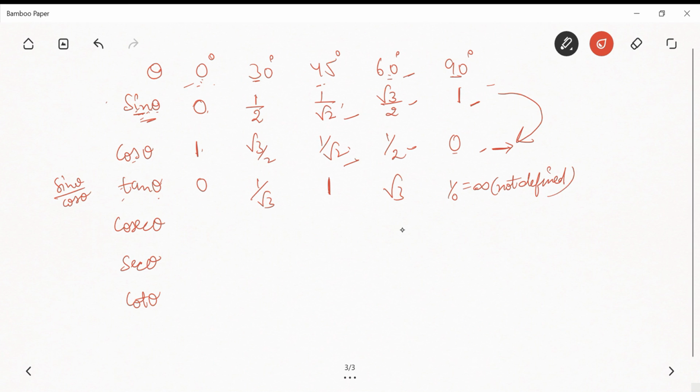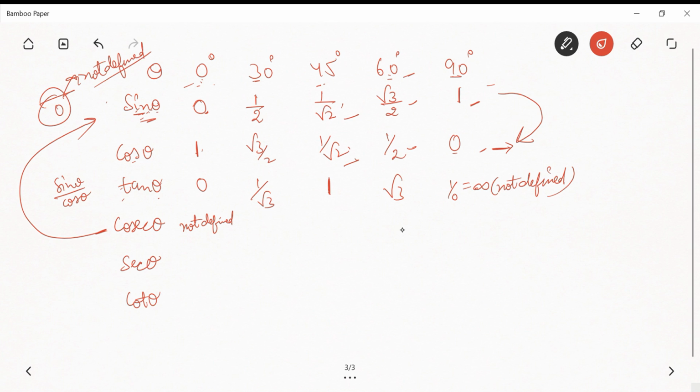Not defined. Now we know that cosecant theta is a reciprocal of sine theta. So 0 by 1 is given as sine 0. So cosecant 0 will be equal to 1 by 0, that is not defined, because whenever we get 0 in the denominator, that number becomes not defined.